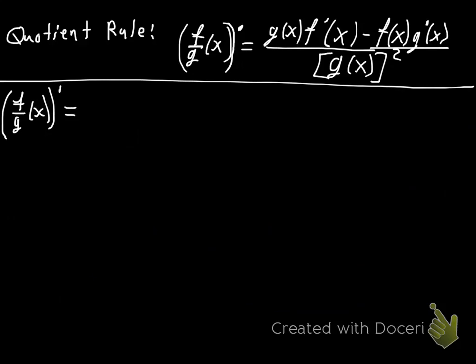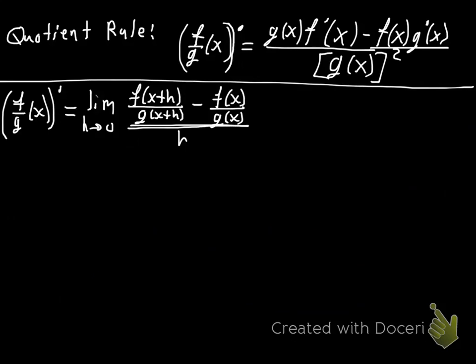So if we take the derivative, it's going to be the limit as h goes to 0 of f of x plus h divided by g of x plus h, minus f of x over g of x, all over h. And we have to do a little bit more work for this one. What I'm going to go ahead and do is multiply by g of x plus h and g of x, just to get rid of the fractions in the numerator. So we'll do that to the numerator and denominator of the big fraction.